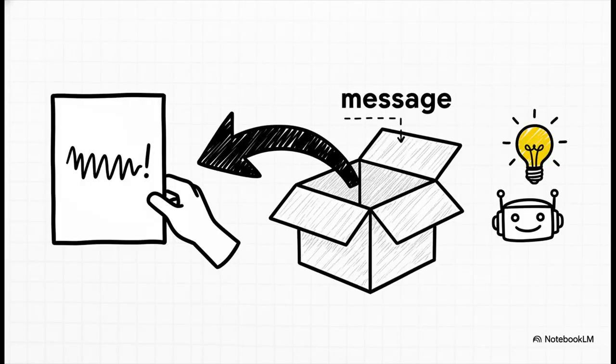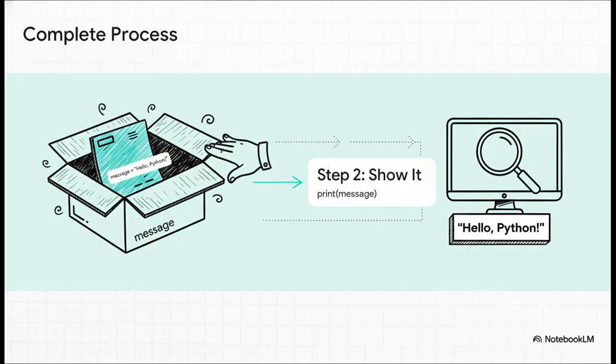And finally, we give it the actual info we want to store. In this case, it's the text, "Hello Python," and we wrap it in quotes to let the computer know it's text. So if you read this whole line out loud, it just means create a box, name it message, and put the words "Hello Python" inside it. And that's it. We've just made the computer remember something. So here's the whole thing. Two simple steps. Step 1, we put the information in the box.